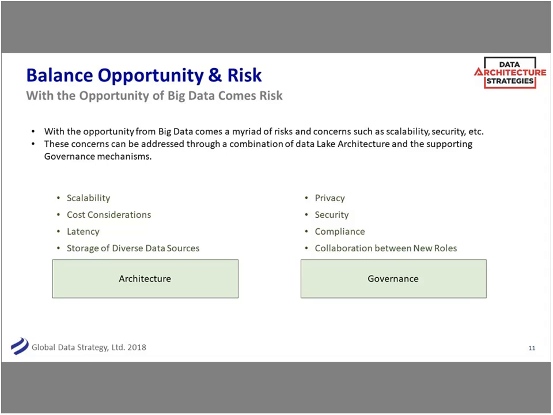Then we get to the governance. How do we secure that? How do we handle privacy and compliance? And I think one of the most important considerations is this idea of collaboration between new roles. Often you have data scientists working with more traditional data architects, or BI teams working with citizen data science. And not only is it a different way of working, a different way of governing, but also the tools are very different. Yet if you don't get those teams working together, you lose most of the value.